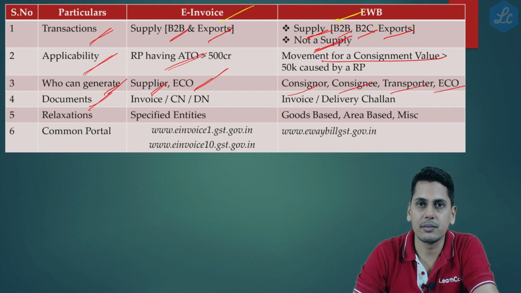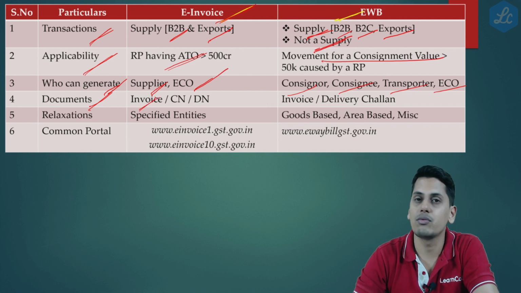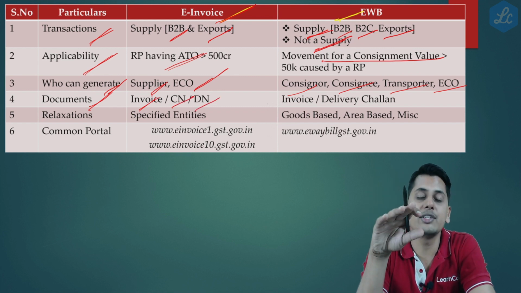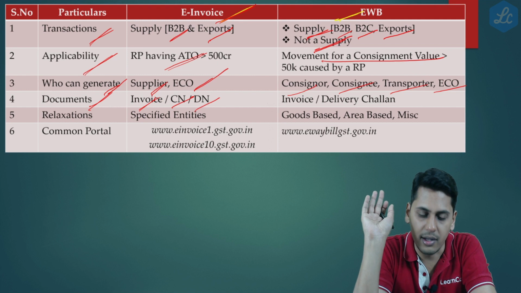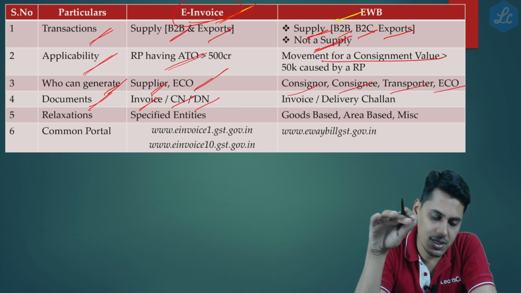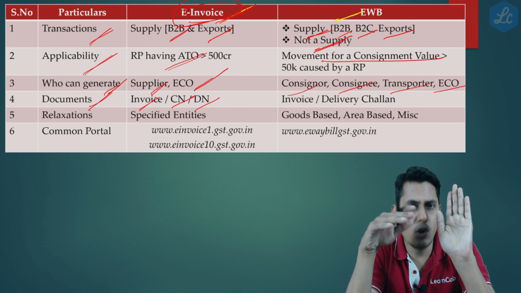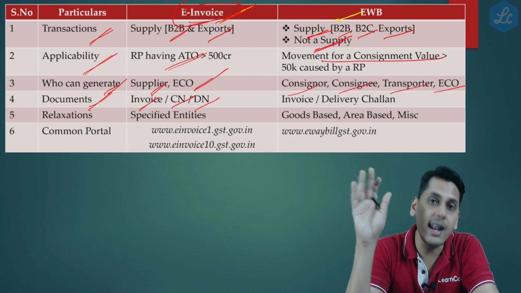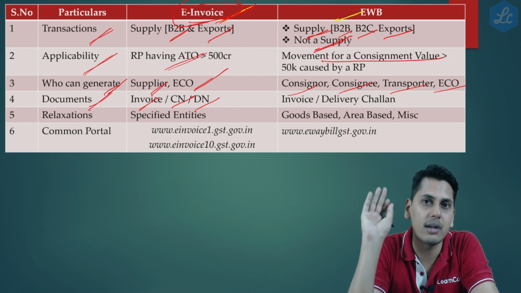What are the documents against which e-invoice can be generated? Tax invoice, we have already seen. Credit notes and debit notes. Credit notes and debit notes also need to be registered on the invoice registration portal, and invoice reference number needs to be obtained. Friends, please understand the word e-invoice is misleading. It is applicable not only to tax invoice. That means tax invoice alone should not be registered in the invoice registration portal. Tax invoice, debit notes and credit notes, all of them have to be registered in the invoice registration portal, and invoice reference number needs to be obtained.